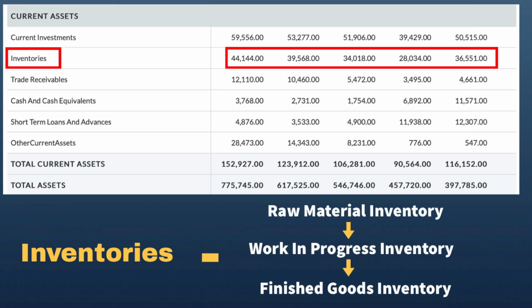Next would be inventory. Now the company has three types of inventory. Raw material inventory, where the company gets all the raw products, work in progress inventory, when the product is still under making, and finished good inventory, which is when your product is completely done. So everything put together comes under the inventory section.